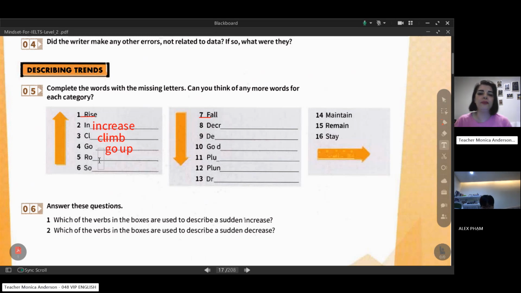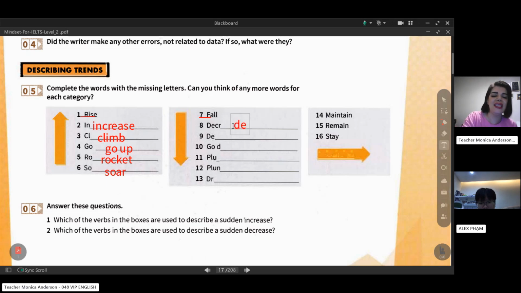For example, rocket, this one. Of course, it means increase, but a bit different. And soar, again, increase. So all these words mean increase, but rocket and soar mean a sudden increase. Okay, and now fall.